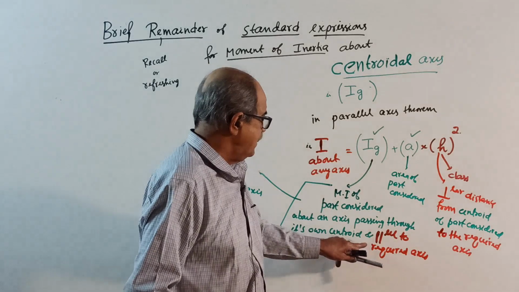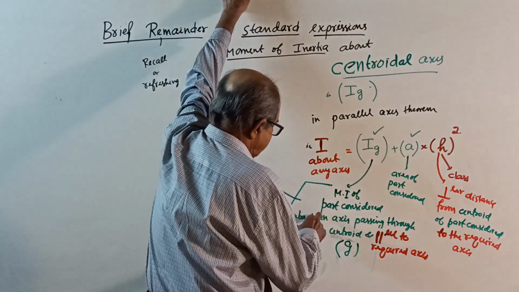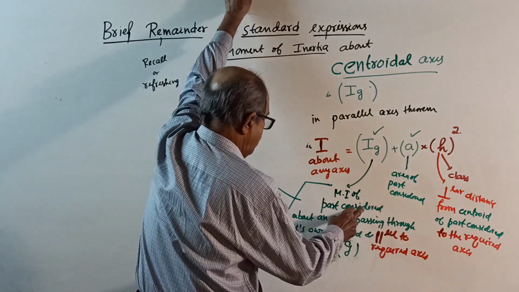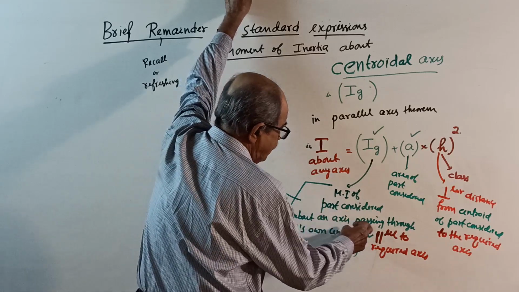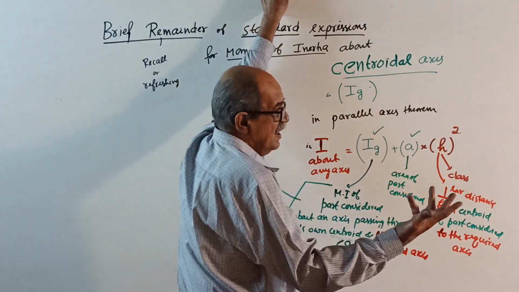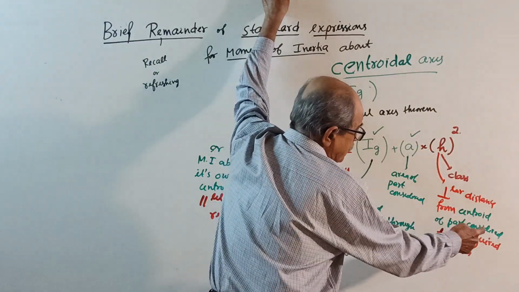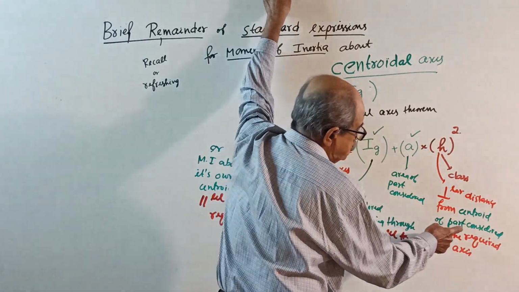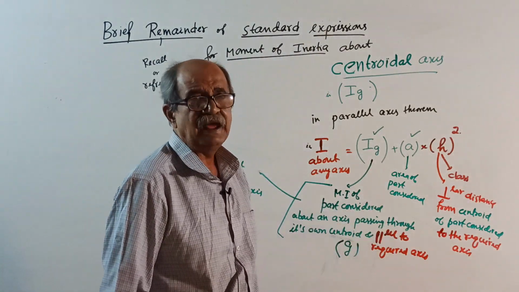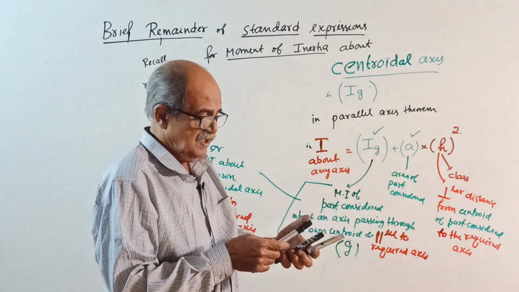The axis passes through its own centroid, but it should be parallel to the required axis. That is, the moment of inertia of the part considered about an axis passing through its own centroid and parallel to the required axis. A is the area. h is the perpendicular distance from the centroid of the part considered, this G, to the required axis. We applied this many times, just a revision now.